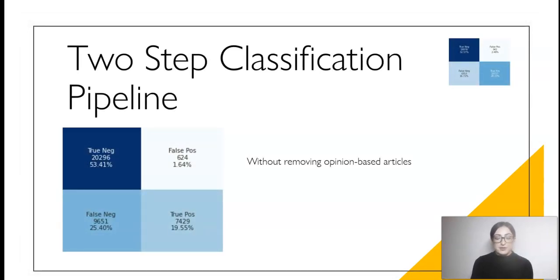So this confusion matrix shows the results for a DeBERTa model trained on the combined corpus dataset, and this is without removing opinion-based articles. So this is without the two-step classification pipeline. And it's quite clear that there is a really high proportion of false negative predictions and quite a low proportion of true positive predictions, showing that this model is very much skewed to predicting that news articles are real, because negative predictions are real in this case.